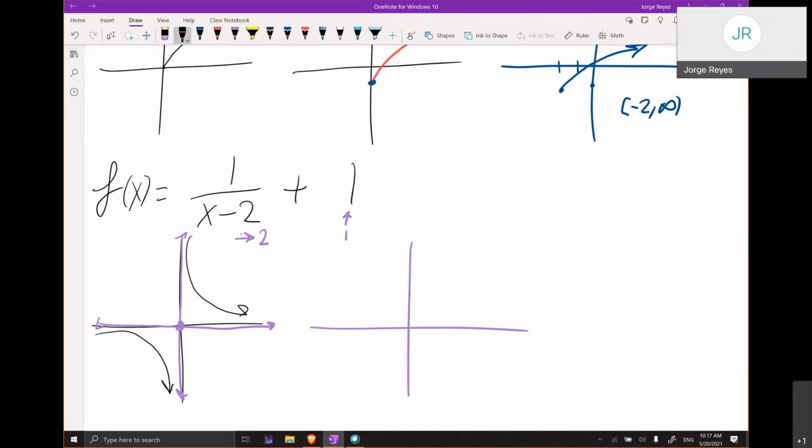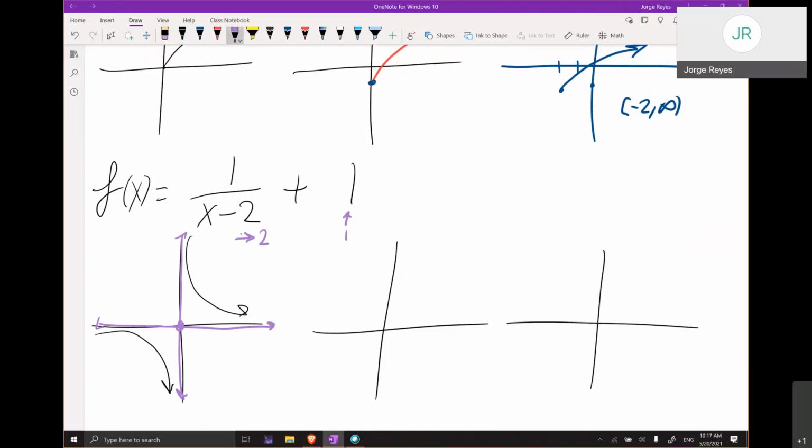So I'm going to go to the right 2. And then if I wanted to, I could fill in the actual graph, and then up 1. So right 2, I'm here, and now I'm going to go up 1, and then I fill in the graph.